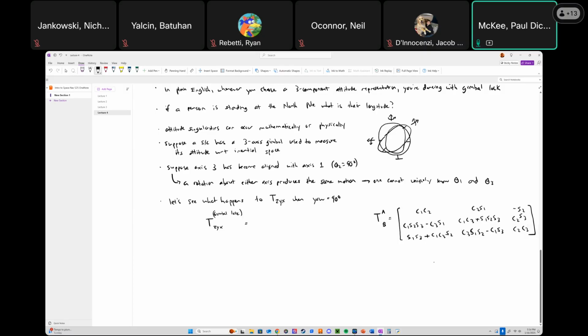is what? Well, let's think about it. We've got the cosine of 1, the cosine of 2. The cosine of 90 degrees is 0. So the top left element is 0. And then the top middle element is also going to be 0. We've got cosine of 2. All the cosine of 2 terms drop to 0. The sine of 2 is going to be negative 1. This is going to be 0. This is going to be 0. And then this is going to give us, remember, sine of 2 is going to be 1. Cosine of 2 is going to be 0.